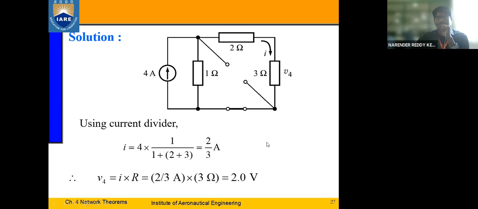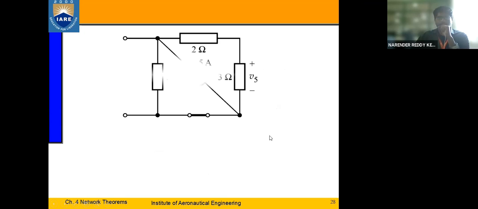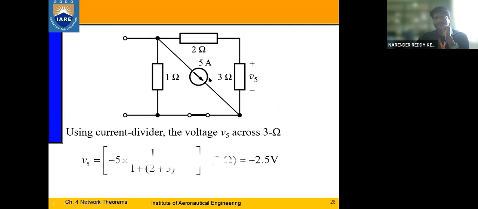Let us consider case 2 as well. Consider that only 5 amperes is present, right? Just like the 2 amps current source, what happened to the current source here? The first current source, 4 amps, is replaced by its internal resistance. What is the internal resistance? It's an open circuit, right? Now this current source we can divide. What we have to do is find the current flowing through this 3 ohms, so we apply the same principle here.